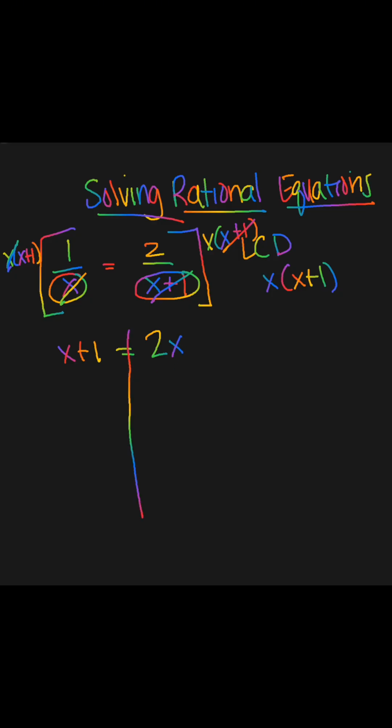Now we just have to solve the equation. We have to get the variables on one side. I'm going to move the x. You can move either of them, but I choose to move the lesser of the two. That is a positive x, so we're going to subtract x from both sides. x minus x is 0, leaving me with a 1 on that side. And 2x minus x, remember that's 1x, so 2 minus 1 is 1x, but we just write x. I'm already done solving because x equals 1.